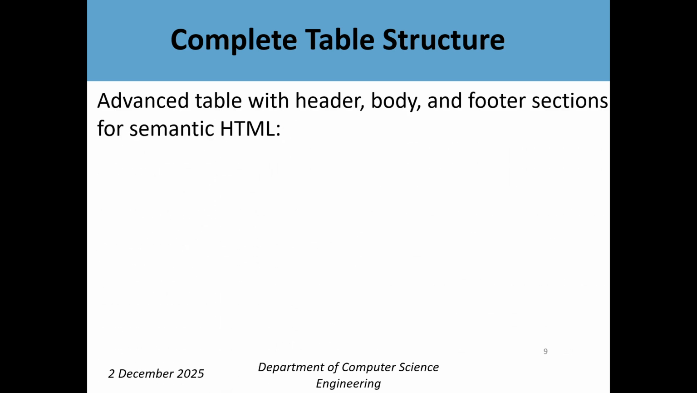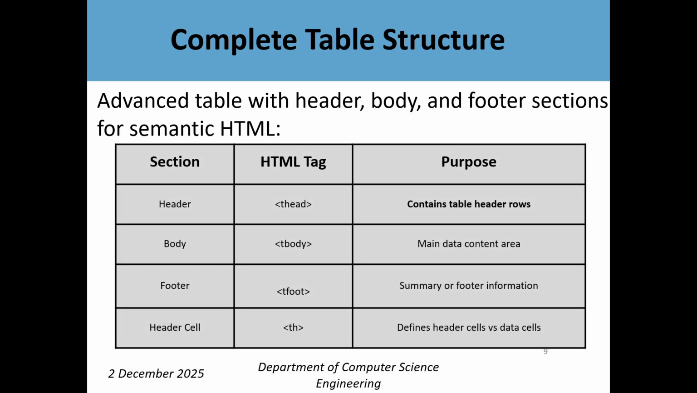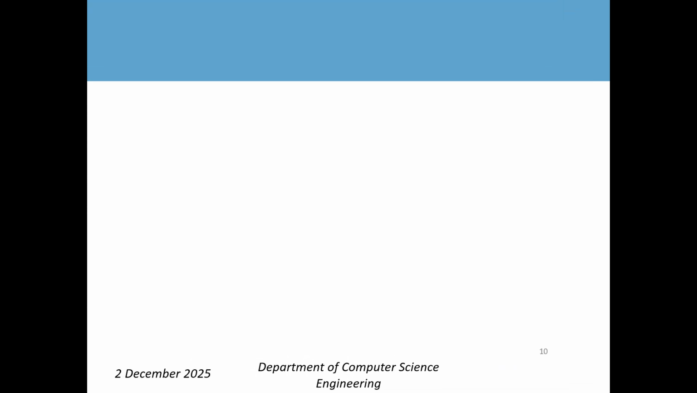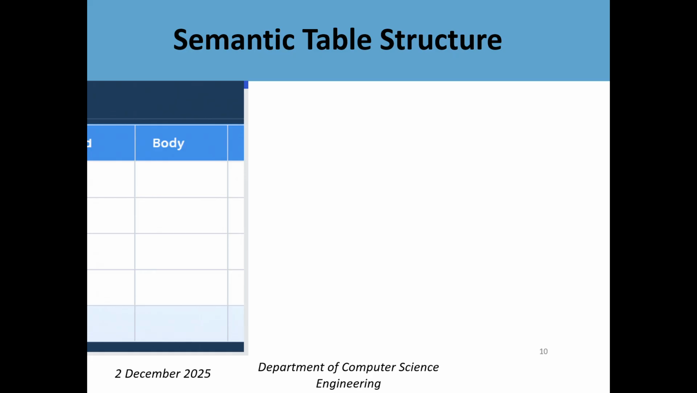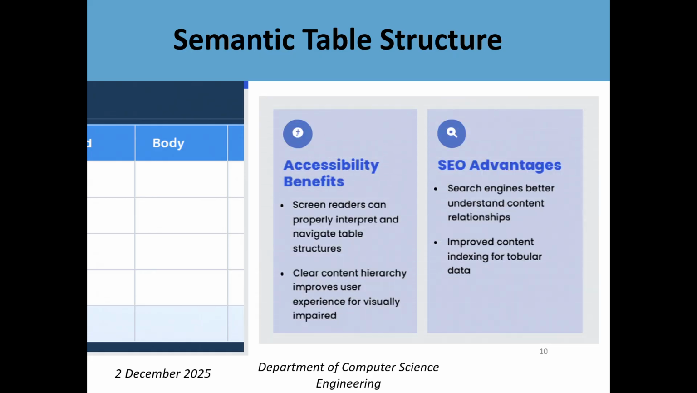In advanced table 2, we divide the table into three parts: header, body, and footer. This method is used in large databases. In this section, we use the header, body, footer, and header cell. These tags are used to separate the different sections of the table. The thead tag is used for the heading part, the tbody for the main data, and the tfoot is used for the total.